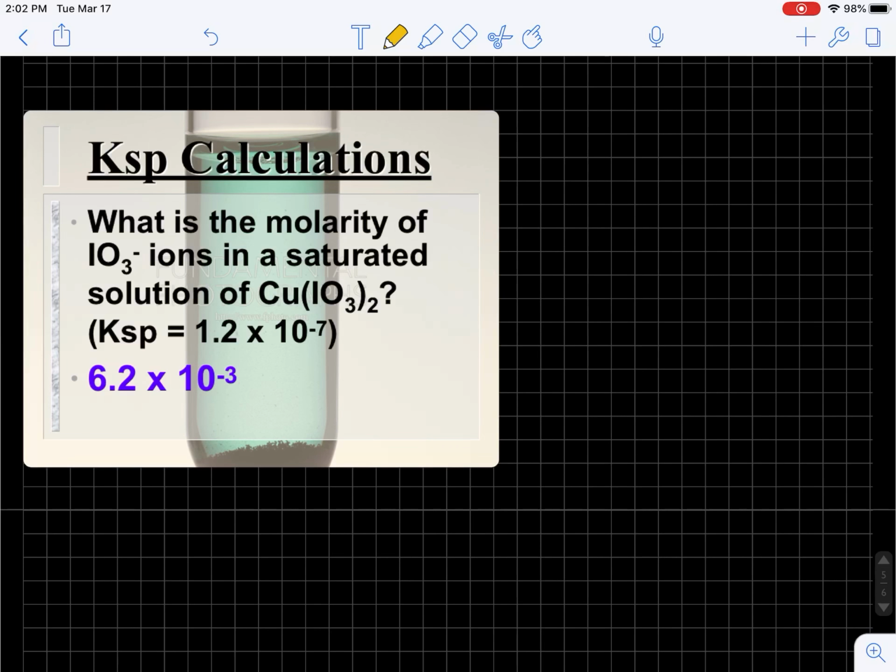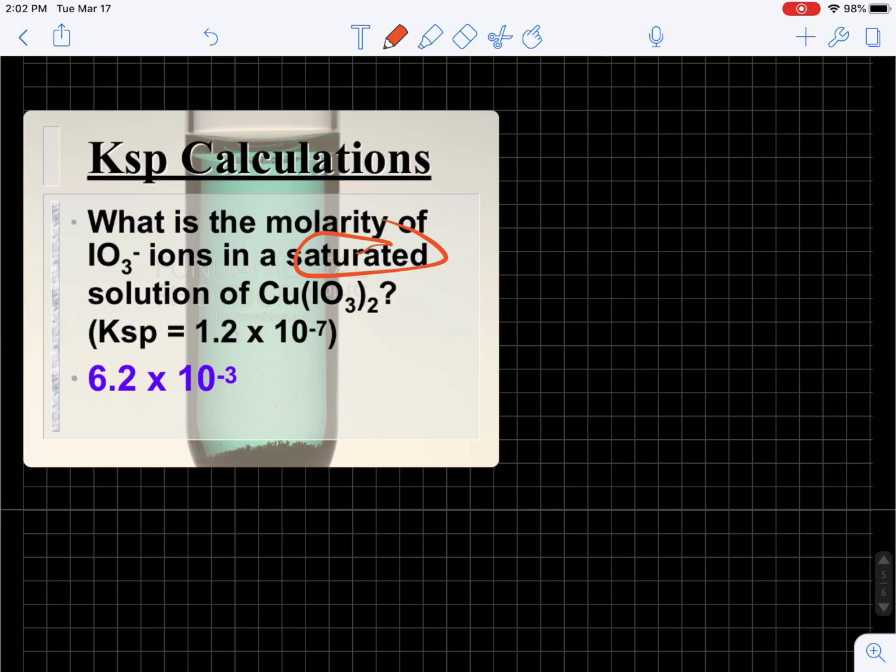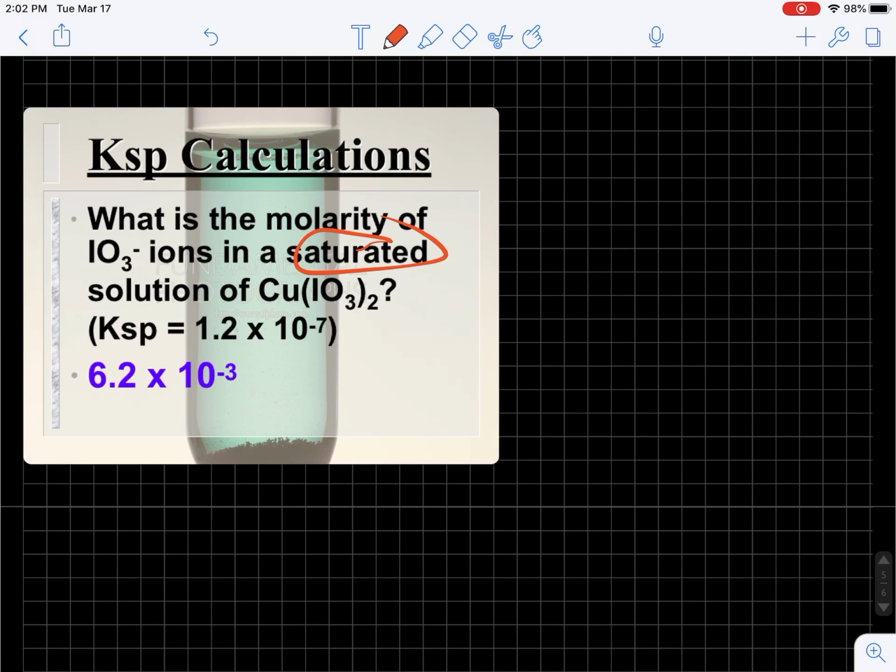What is the molarity of, instead of periodate, iodate ions in a saturated solution of copper 2 iodate? And they give you the Ksp. All right, so on this one, again, the terminology, right? They're looking at saturated. As soon as you see saturated, it means we're looking at a system in equilibrium between dissolving and precipitation. So we're at the Ksp point.